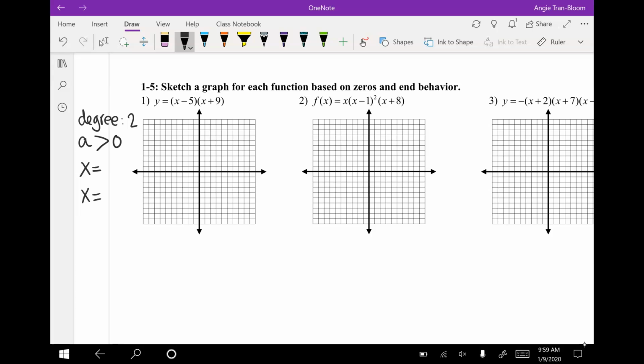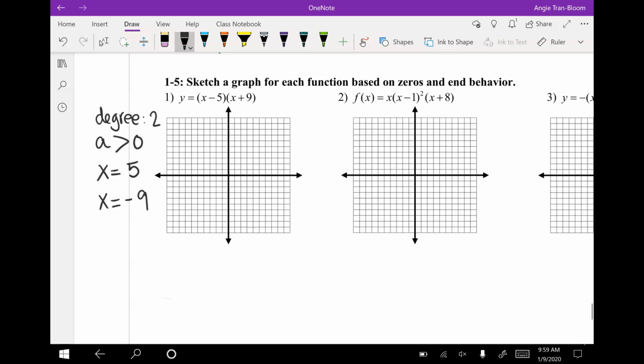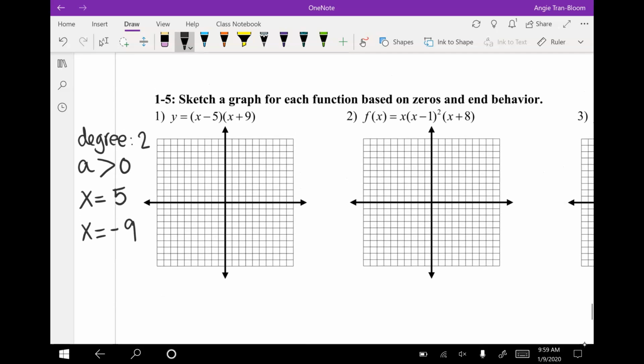What's the first root? 5. Take the first factor, you said it goes to 0. It was 5. Take the next factor, you said it goes to 0. What's the second root? Negative 9. Okay, let's go and plot. Plot both x-intercepts, please. One's at 5. One's at negative 9.